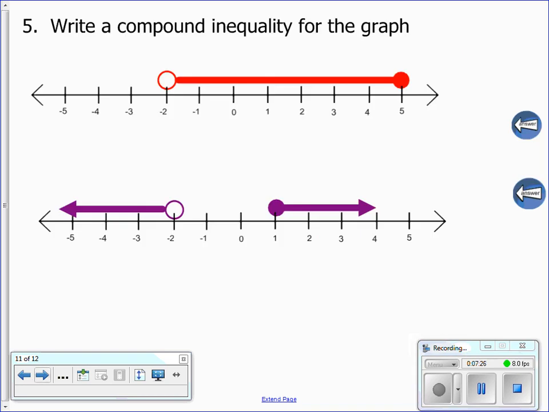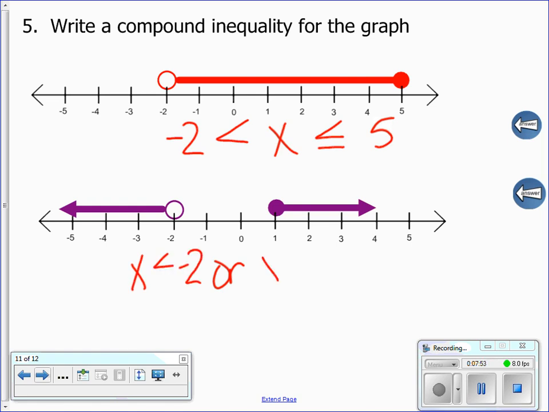Write a compound inequality for the graph. So x is in the middle. This is negative 2. This is 5. This one is a closed circle. This one is an open circle. This one has to be an OR statement because our answer is both of them and they don't overlap. So x is less than negative 2, or x is greater than or equal to 1.